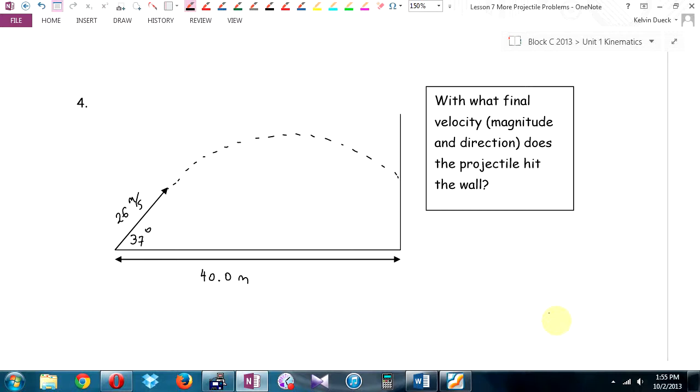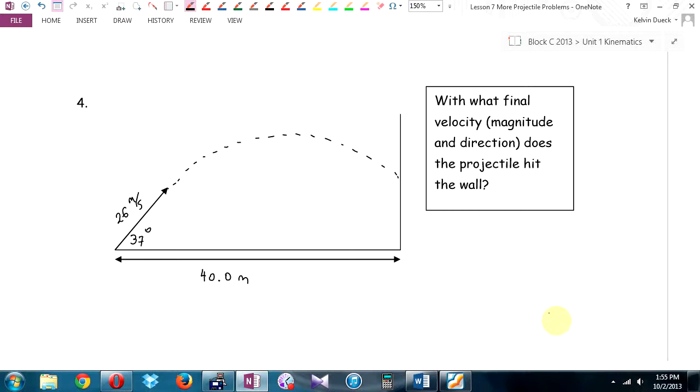What are they asking us to find here, Race? This is the same as the question we just did. We're going to find Vx. We're going to find Vy final. We're going to add those two together, tip to tail, Pythagoras, and then trig above the horizontal or below the horizontal. If the diagram is correct, I think it's going to be below the horizontal because that's what the diagram looks like to me. Okay. Let's start.